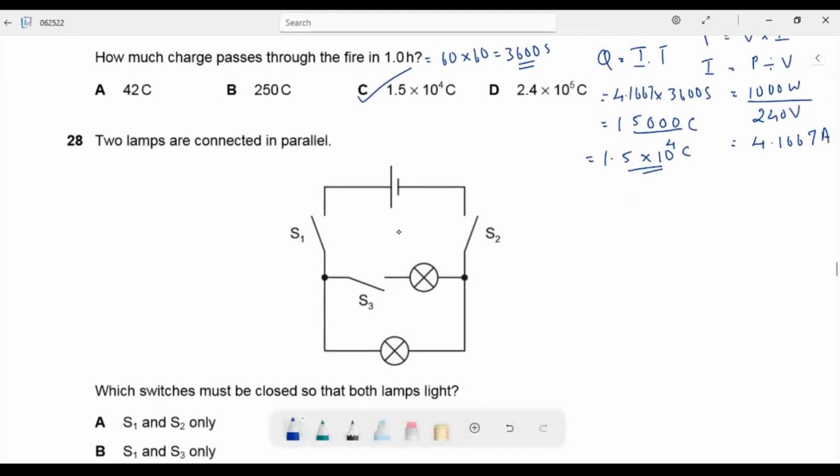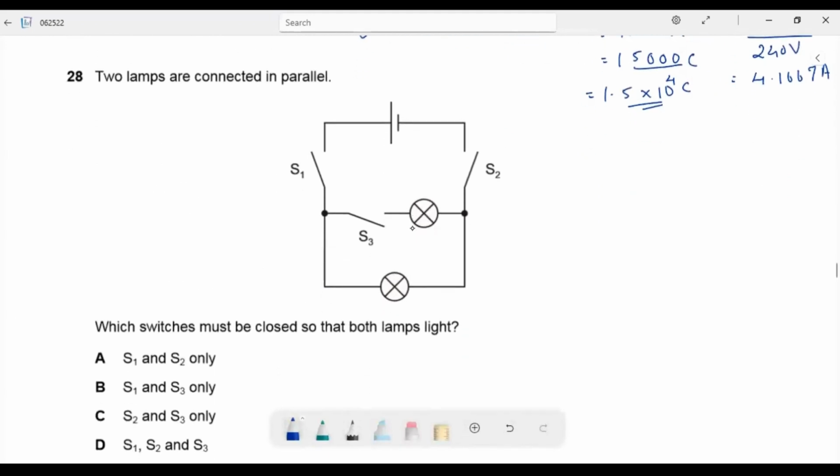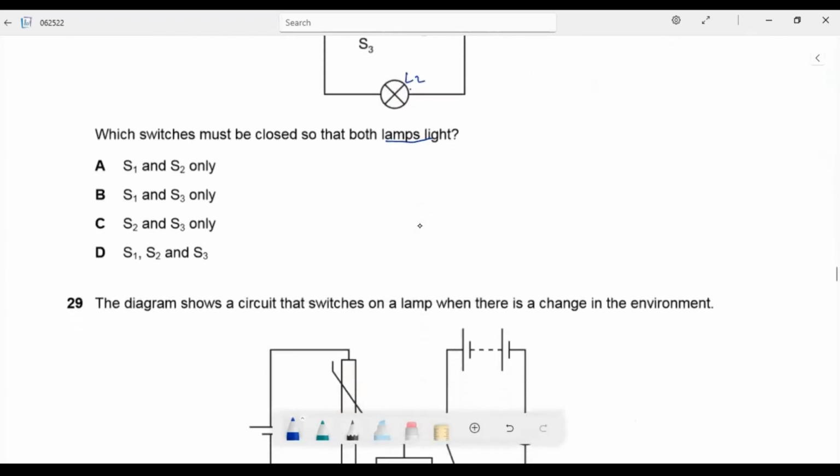Two lamps are connected in parallel. So we can see here which switches must be closed so that both lamps light. So these two should light up. So we need to close S1 for completing this path. We need to close S2 for completing this path. So when you're closing S1 and S2, this lamp 2 will glow. So for lamp 1 to glow, we should close S3 also. So all the switches need to be in closed position. So the right answer is D. S1, S2 and S3 should be closed.